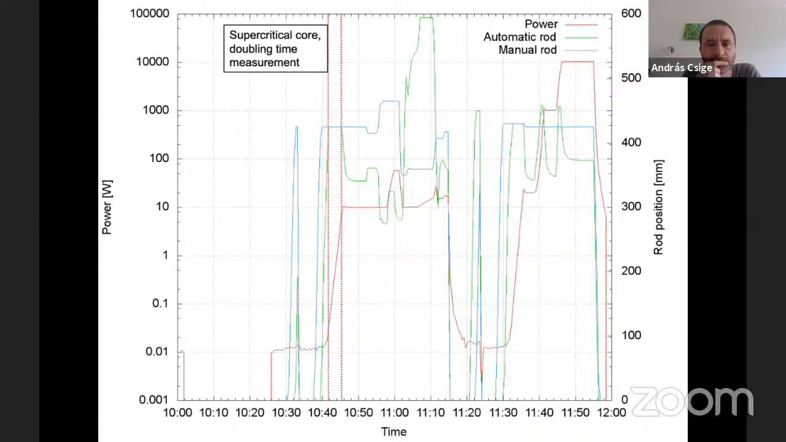By measuring this so-called doubling time, reactivity can be calculated. Lower doubling time means higher reactivity. Our hardwired safety limit for doubling time is 7 seconds. It is defined in a government decree on the safety of nuclear installations in Hungary.